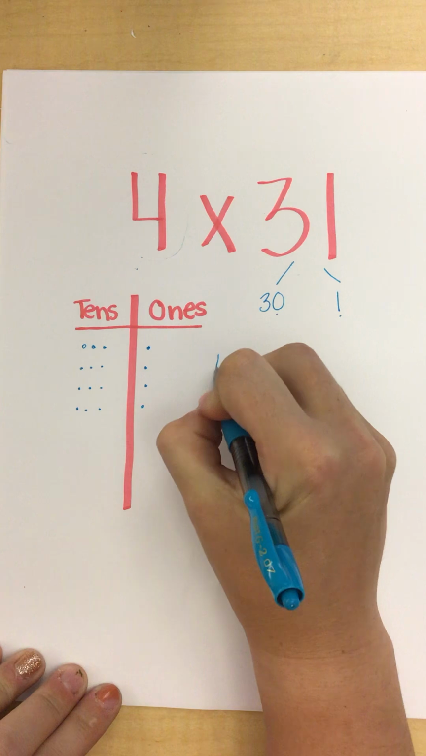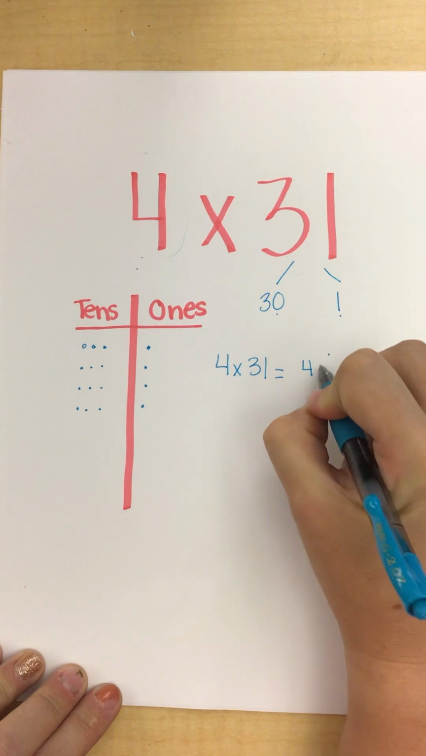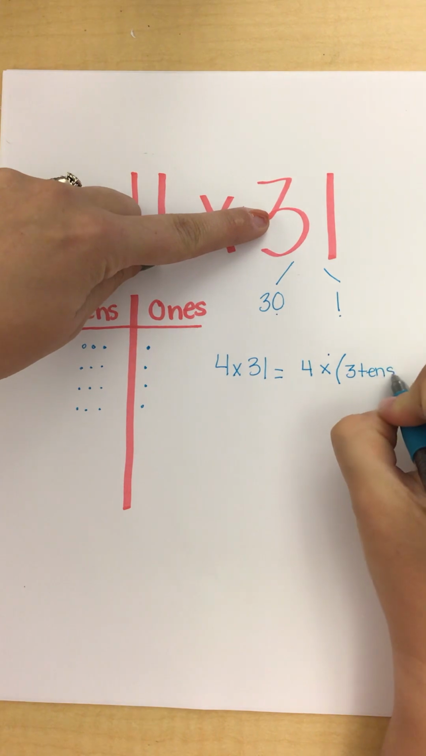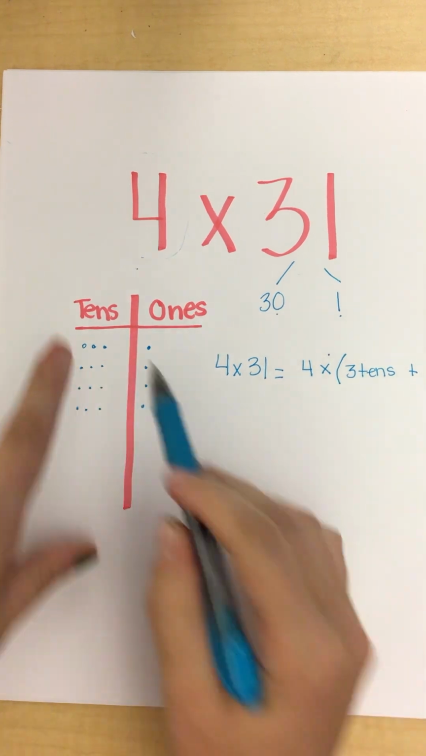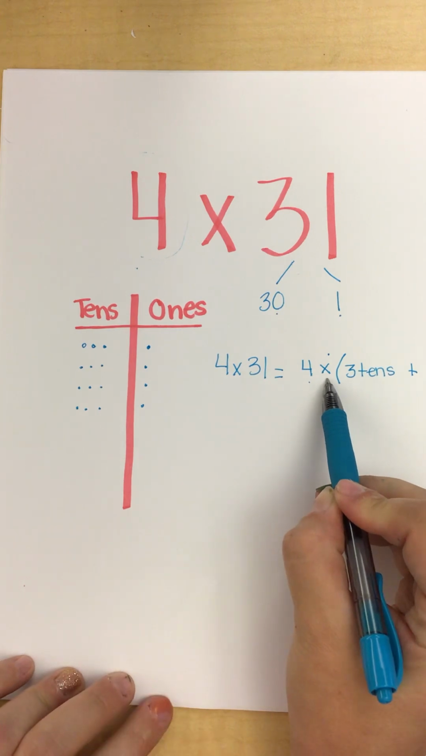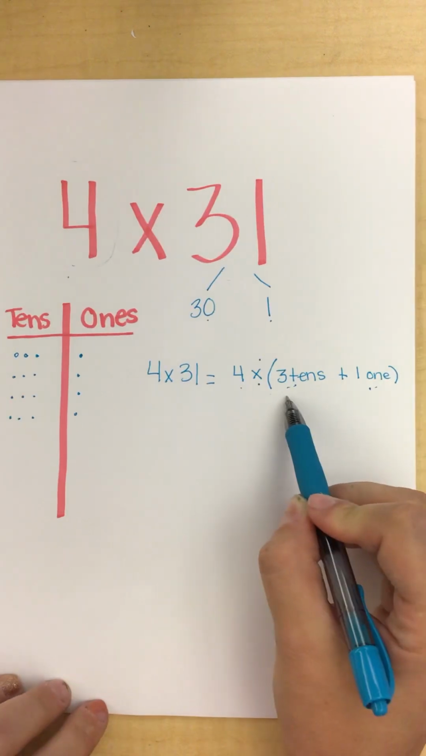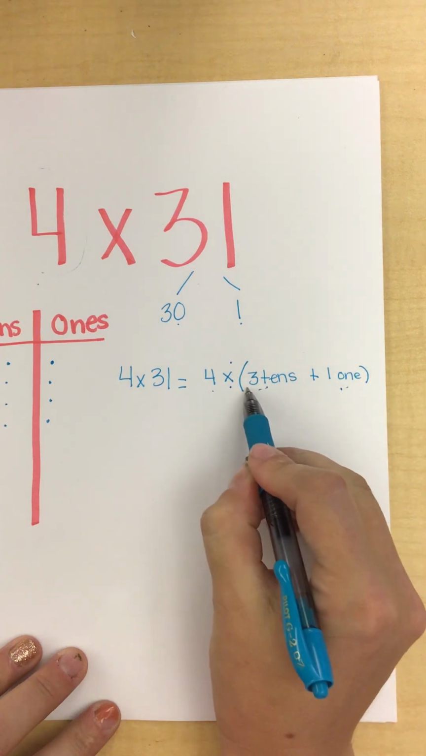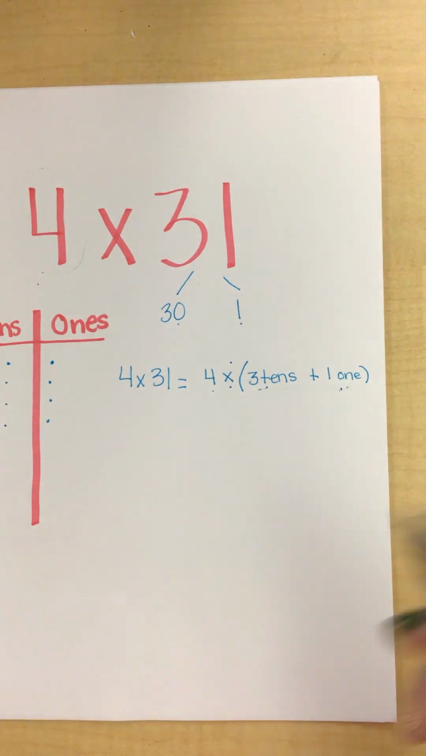That means that the problem 4 times 31 is equal to 4 times how many tens? 3 tens plus 1 one. That's what this problem is showing, that 4 times 31 is showing us 4 groups of 3 tens and 1 one. 3 tens and 1 one, when we add those together, equals 31. Now, once we get this problem done, we're going to separate this set of parentheses, this expression, into 2 separate parts. So we have 30 plus 1.